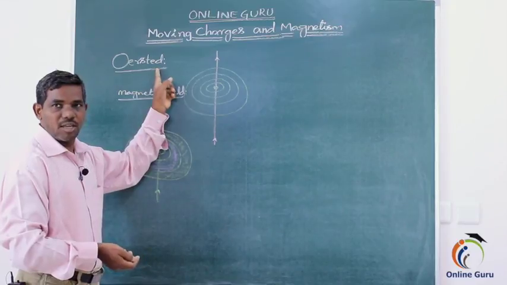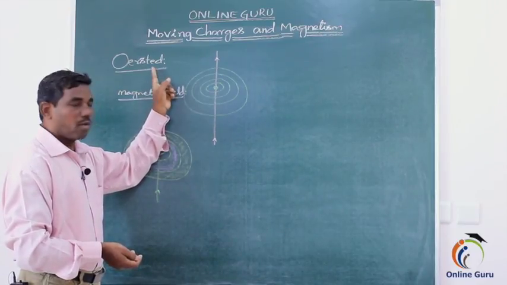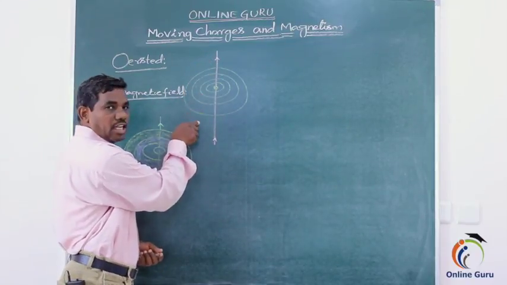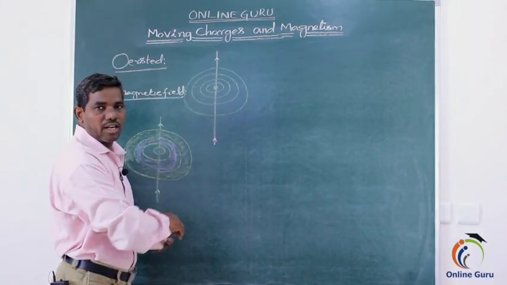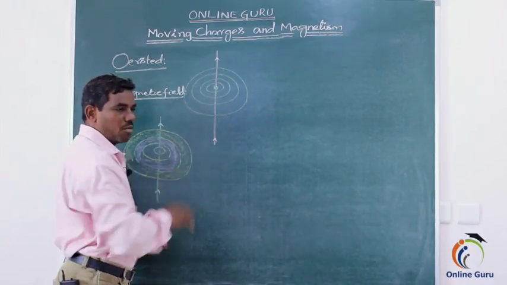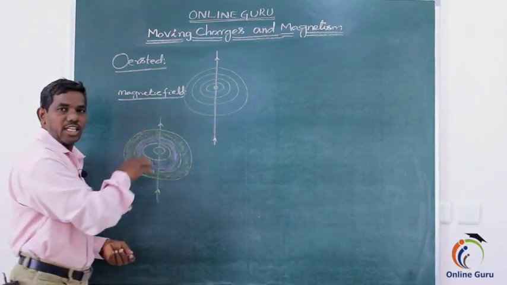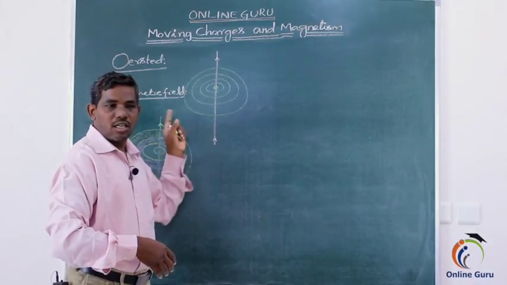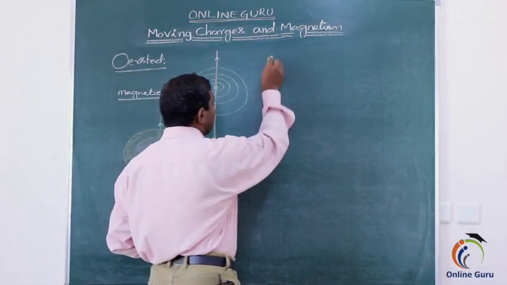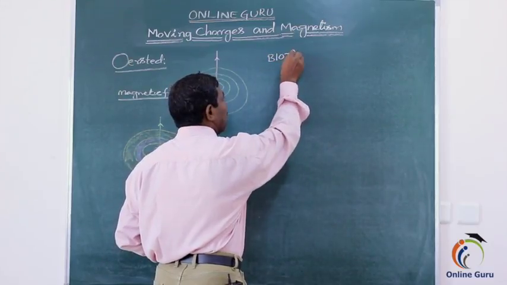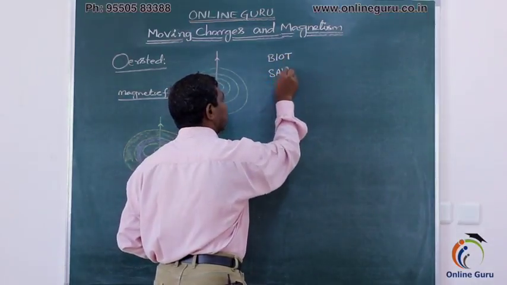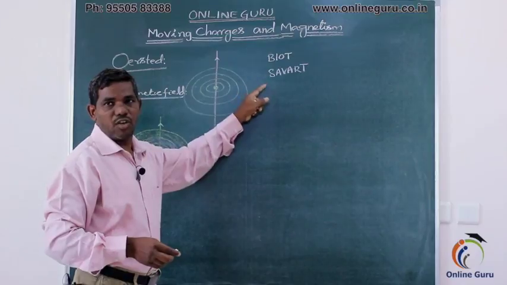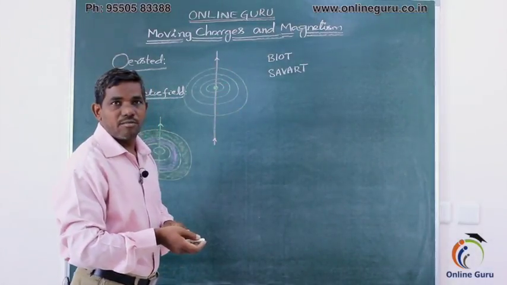What does Oersted propose? A current carrying conductor produces a magnetic field around it in the form of concentric circles. This same phenomenon was studied by two scientists. One is Biot and another one is Savart. Both studied the same experimental phenomena and formulated a law.